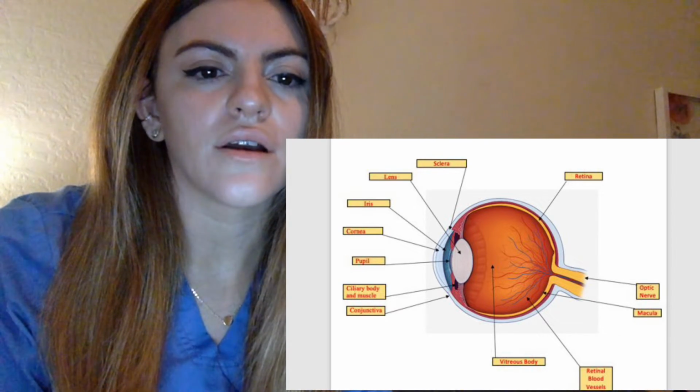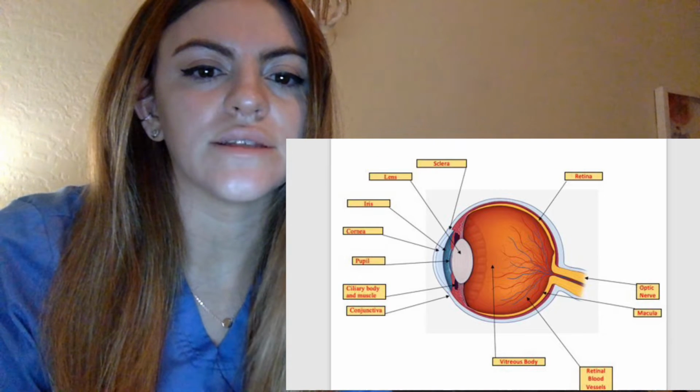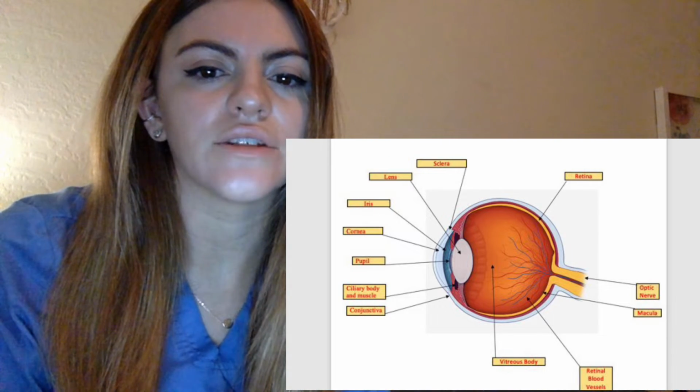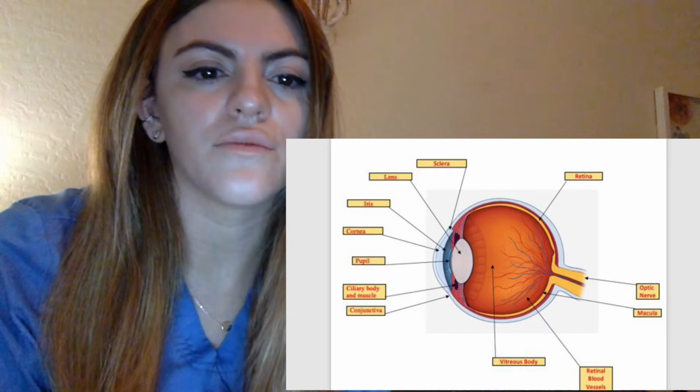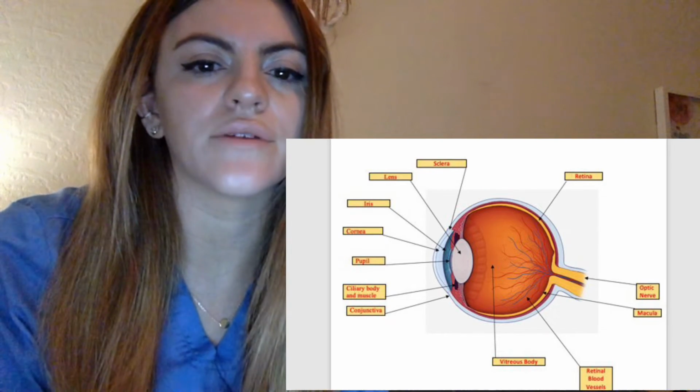In the retina, there are cones, which are responsible for sharp, detailed central vision and color vision, and are clustered mainly in the macula. Rods are responsible for night and peripheral vision.